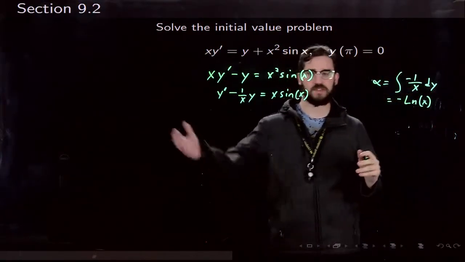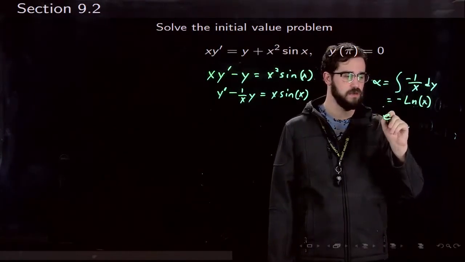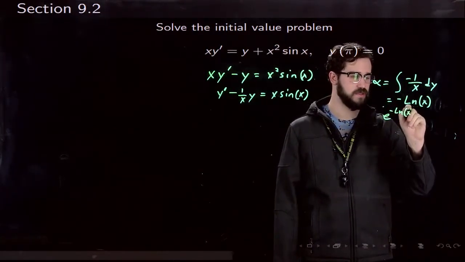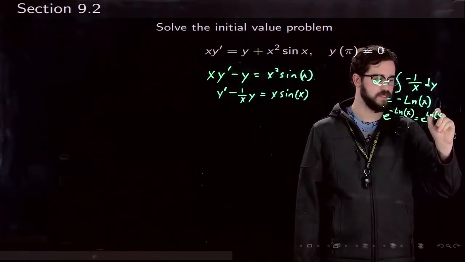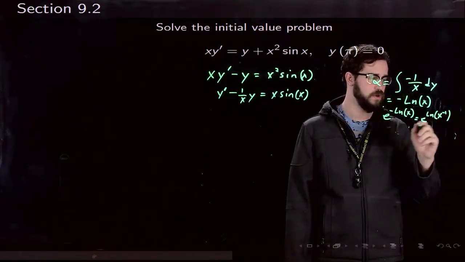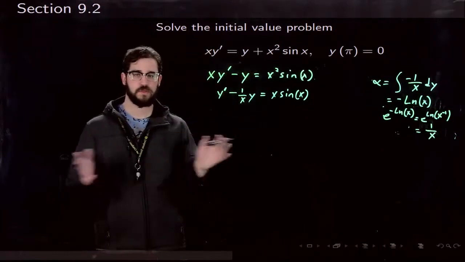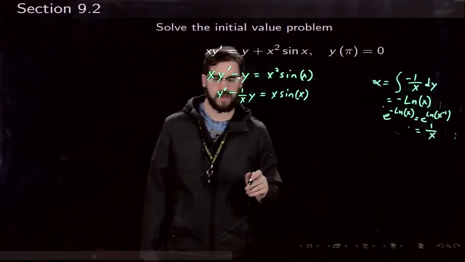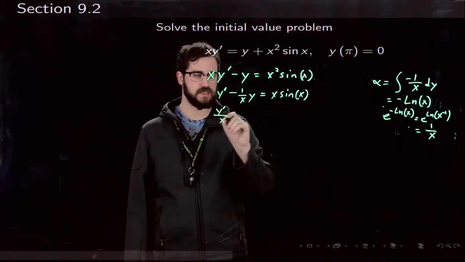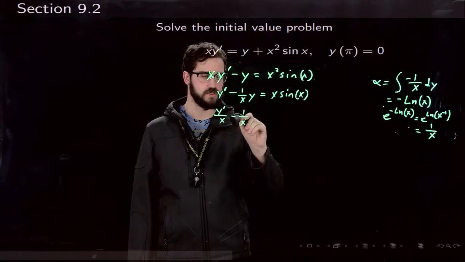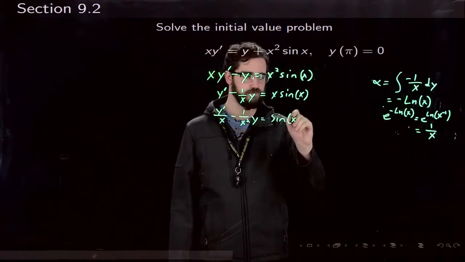So what do we use as our term that we multiply everything by? We take the e to the negative natural log of x, which is just e to the natural log of x to the minus 1, or in other terms, 1 over x. Okay? So we multiply everything by 1 over x. And we have y prime over x minus 1 over x squared, y is just equal to now sine of x.